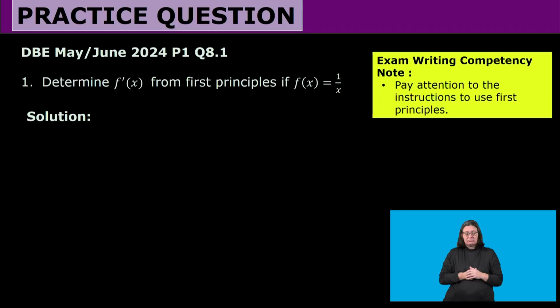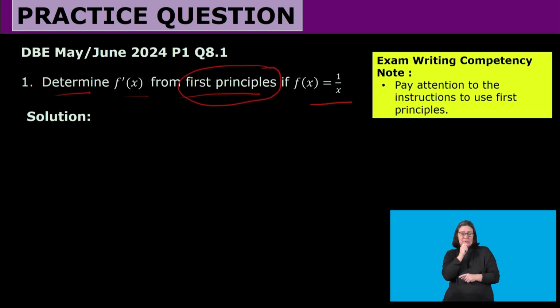Okay, so let's look at our first question here. We are asked to determine the derivative of f of x from first principles if f of x is given as 1 over x. So let's understand what the question is asking. They want us to determine, which means find. We are using first principles, which means there's a specific formula we need to use, and this formula is given to you on your formula sheet, so there's no need to get that one wrong.